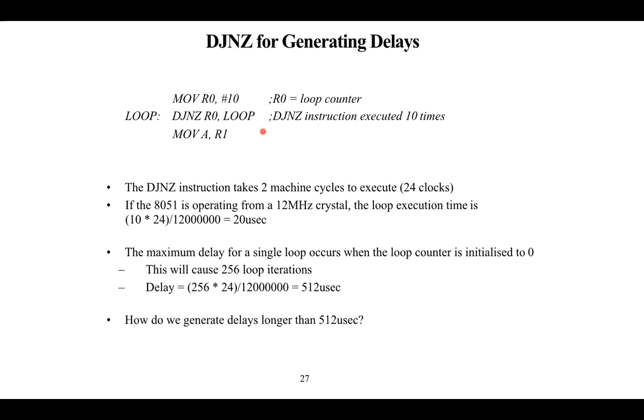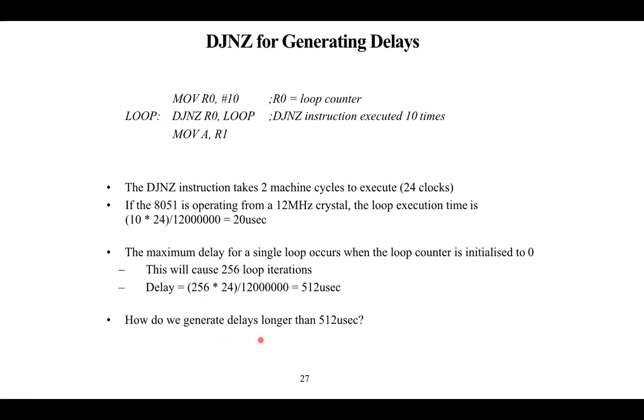It loops 10 times. The DJNZ instruction takes 2 machine cycles to execute, that is 24 clocks. If the 8051 is operating from a 12 MHz crystal, the loop execution time is 10 times 24 divided by 12 MHz, which is 20 microseconds. The maximum delay for a single loop occurs when the loop counter is initialized to 0. This will cause 256 loop iterations. Delay: 256 times 24 divided by 12 MHz is equal to 512 microseconds.